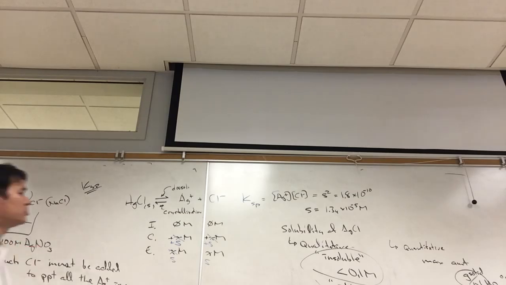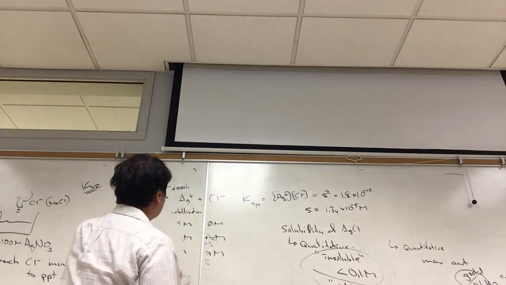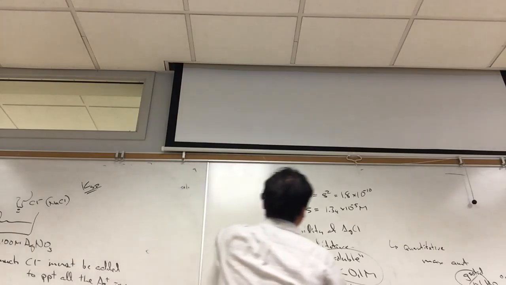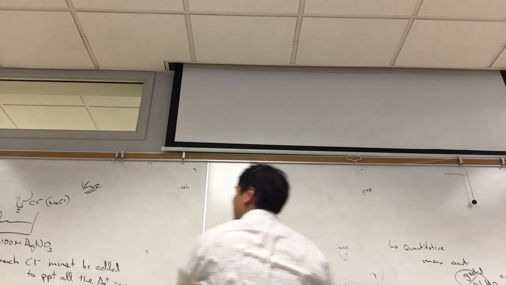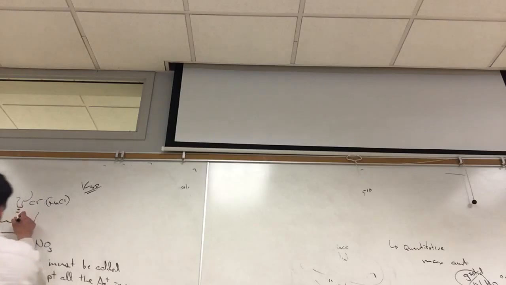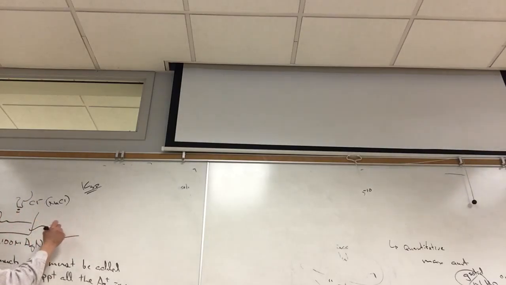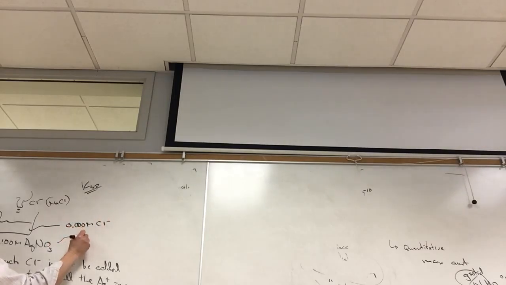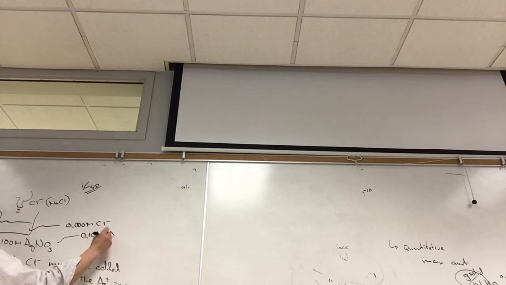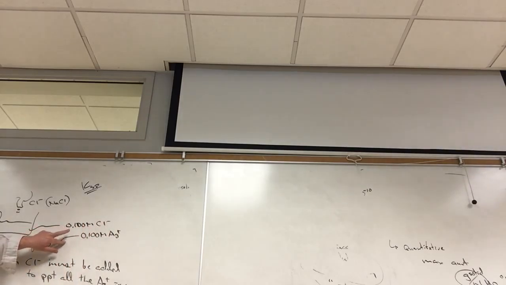Okay, so let's try it. And so what I'm going to do is add the chloride, and I'm going to avoid solution dilution. The way I'm going to avoid solution dilution is I'm going to make this both 0.100 molar chloride and 0.100 molar silver ions. And so if I have 0.100 molar chloride and 0.100 molar silver, then it's stoichiometric. If it's stoichiometric, I should completely precipitate it out, right?